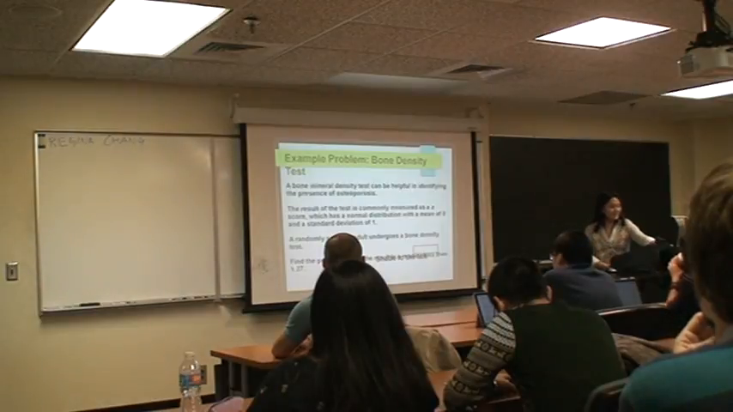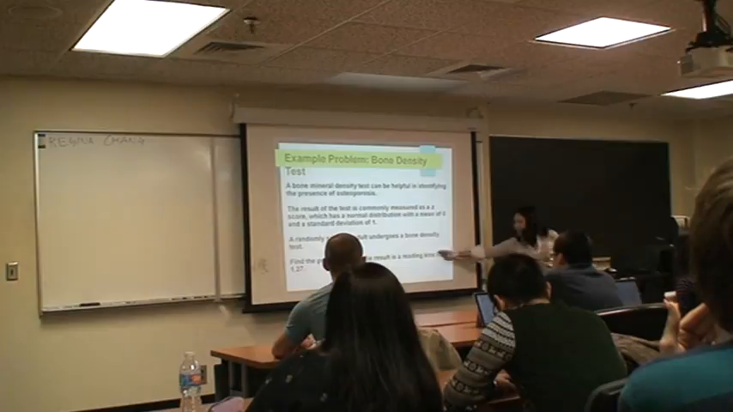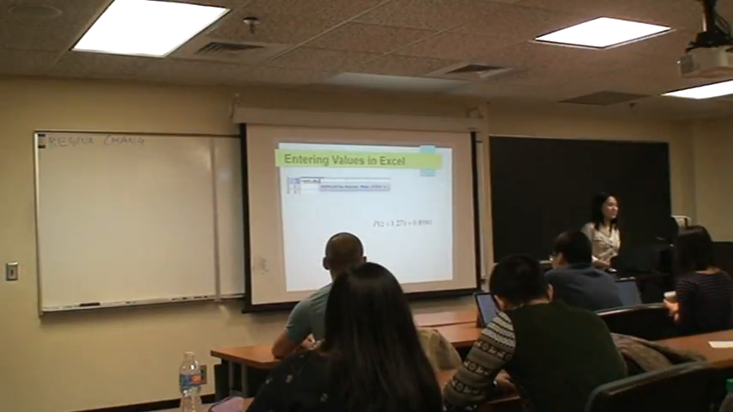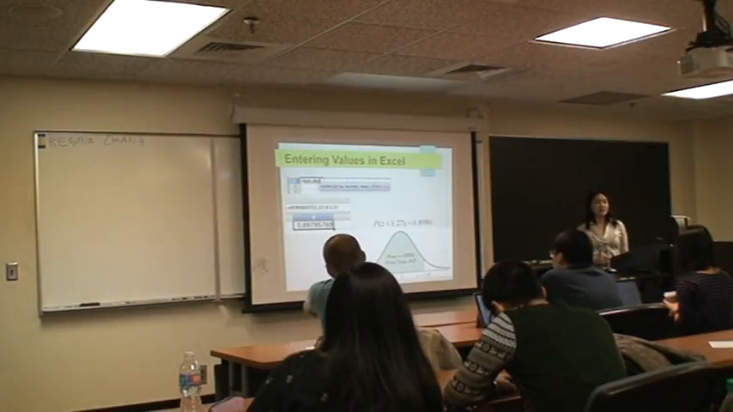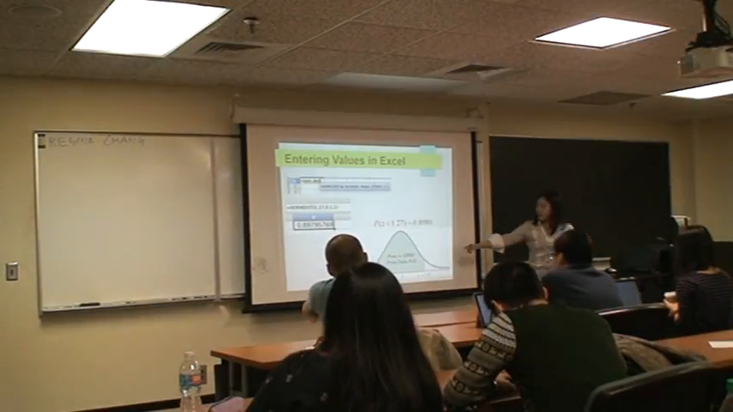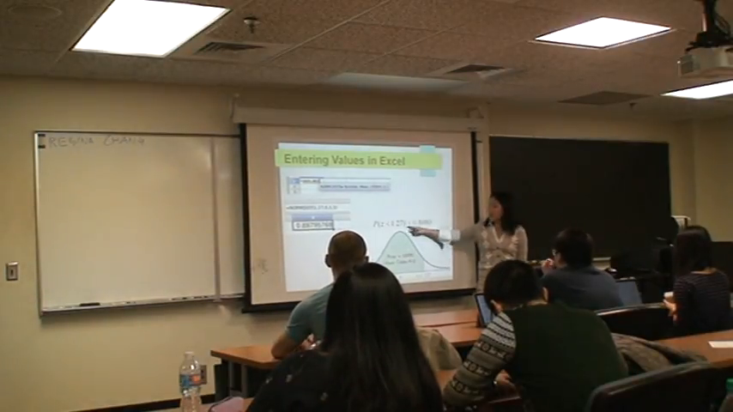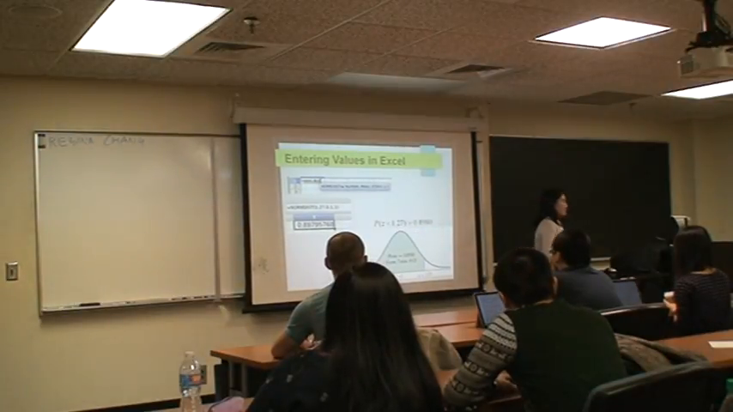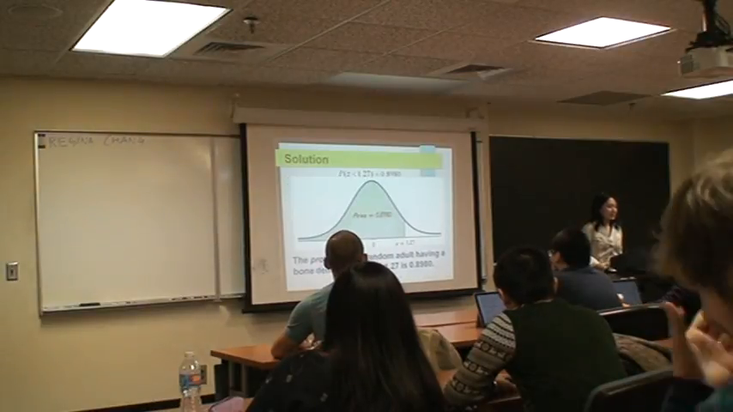I just highlighted "less than" to let you know that it is a very important keyword to look for. So this is the probability, 0.898. You can imagine that about 89.8% of the population will have a bone density test that's less than 1.27. That's just how you interpret these numbers into real-life data.